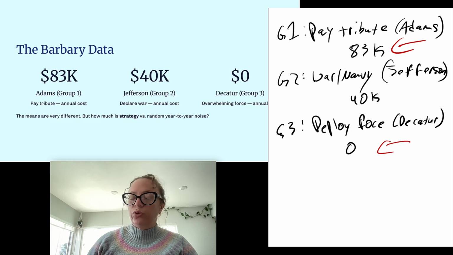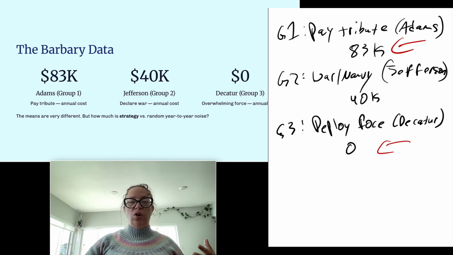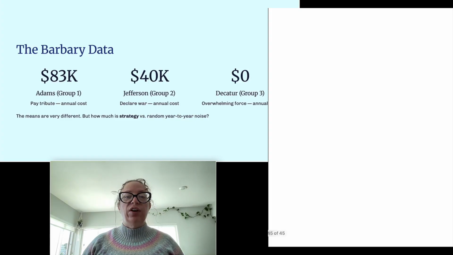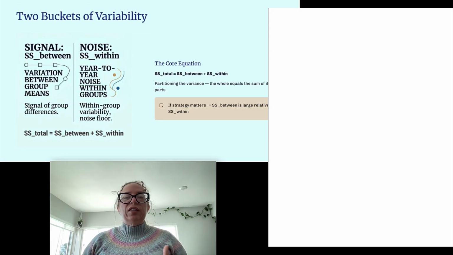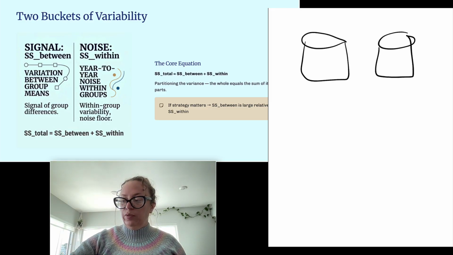There are two sources of variability. Imagine spreading out all your data points across all three strategy areas. They vary. Some years are worse than others. Some negotiations fail unexpectedly. Some pirates get more aggressive or sail less aggressively. There's noise in the system. ANOVA splits that total variability into two buckets. Those are buckets, believe it or not.